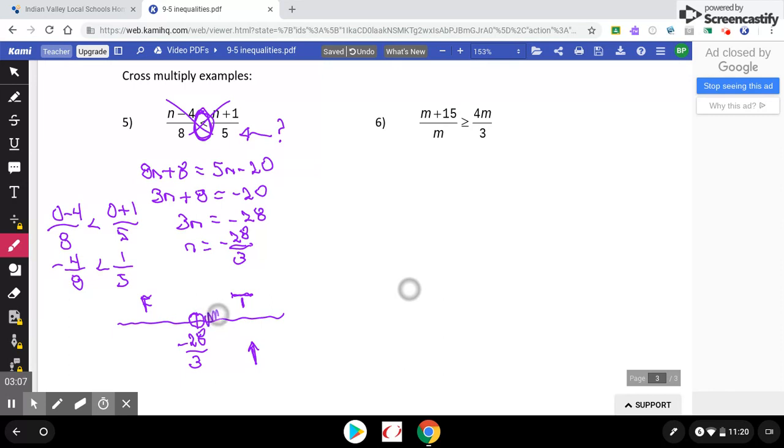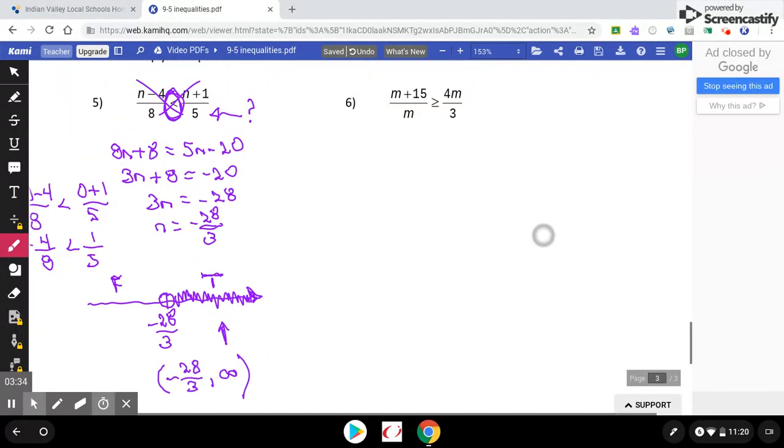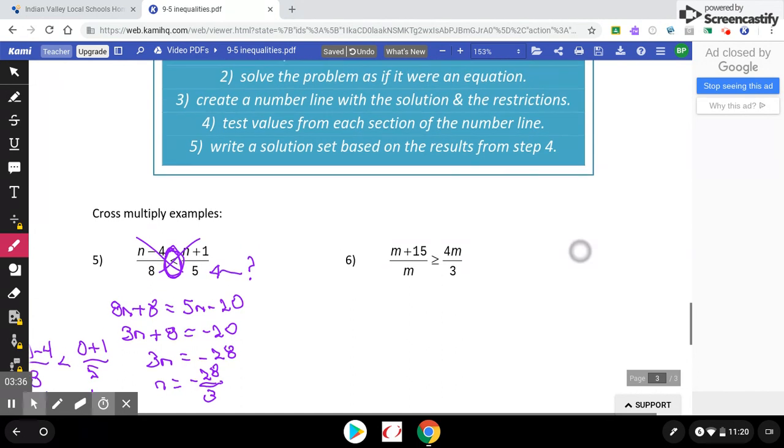Shade where the trues are, and write me a solution set that represents that shade. Brackets for closed-in circles. I don't have a closed-in circle. My shade goes from negative 28 thirds to the right forever. Infinity. Infinity always gets the parenthesis. So there's number 5.